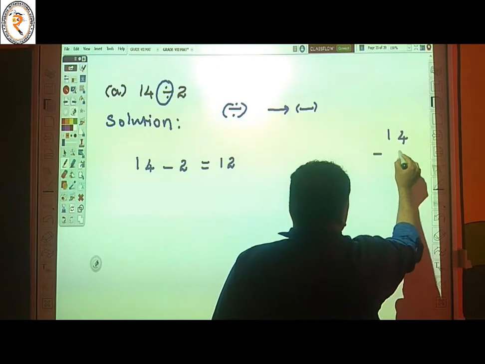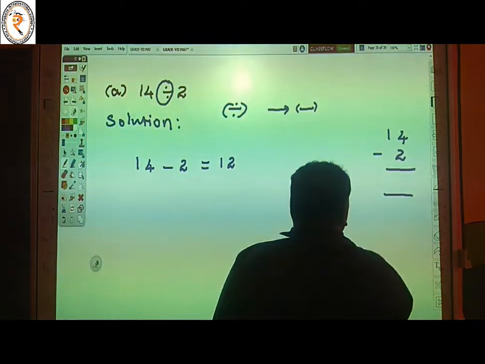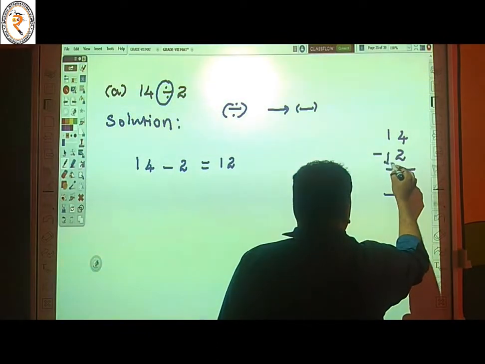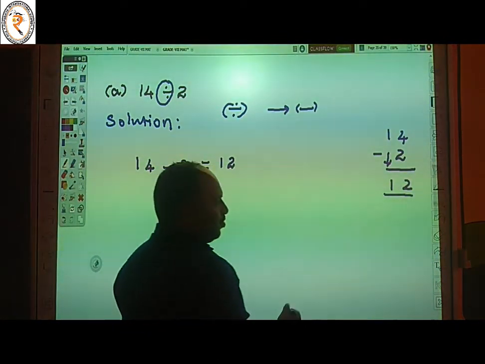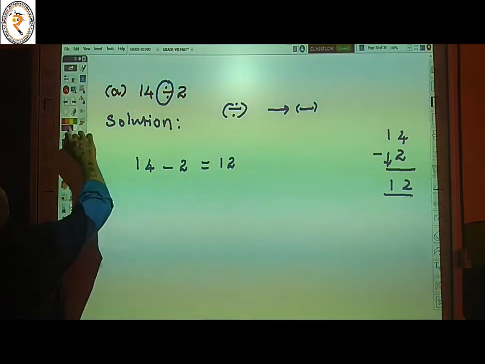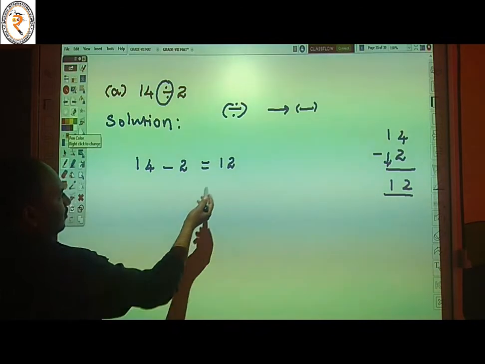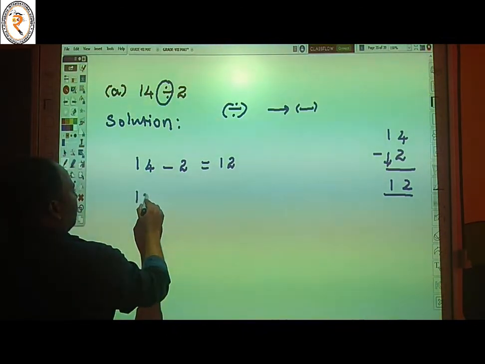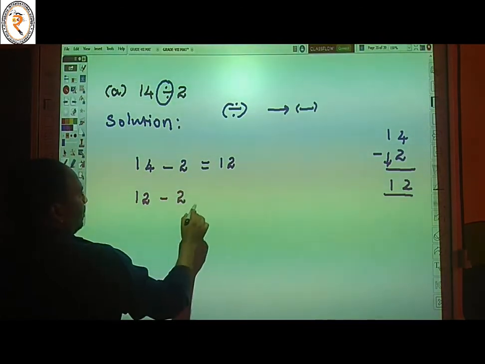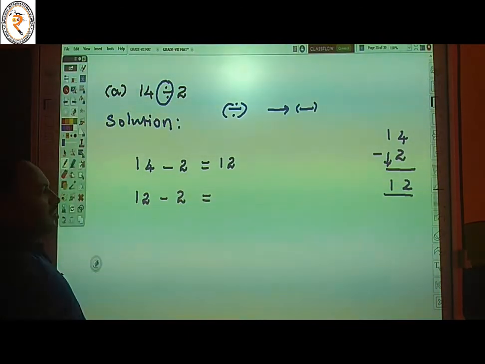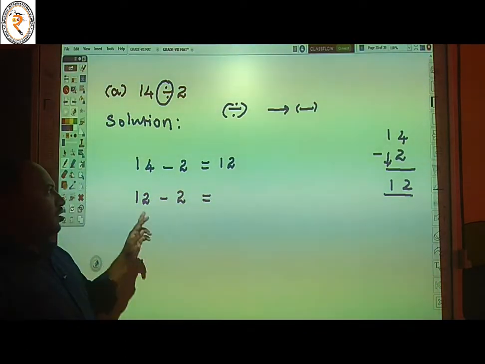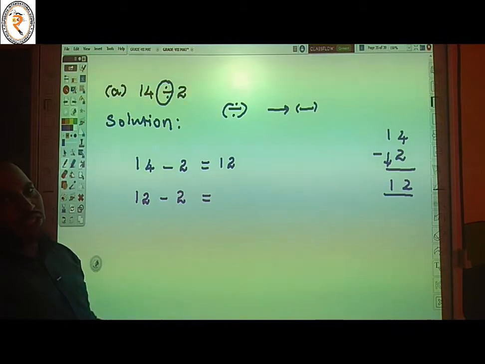4 minus 2 is equal to 2, then bring down the number 1, so 12. Next one, our answer is 12. So again we want to subtract 2 from the answer. 12 minus 2. First, 14 minus 2 is equal to 12.